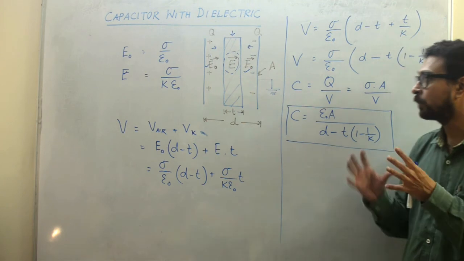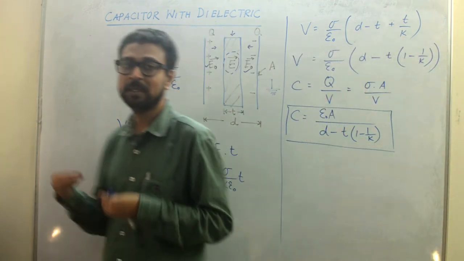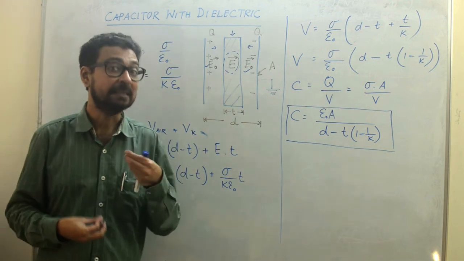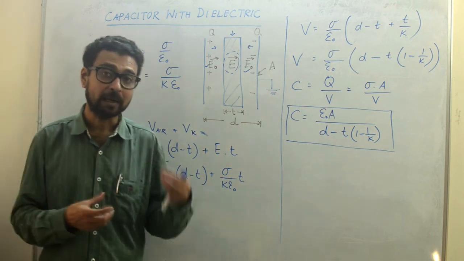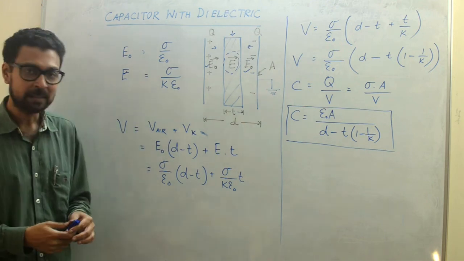We have to understand how electric field develops, how potential barrier develops, and how we can actually use this using the concept of potential gradient, or V equals to E dot dr. That is what we have used here. Alright, so here it is.